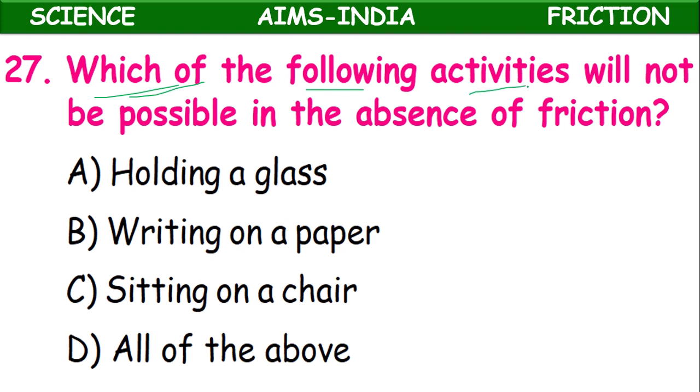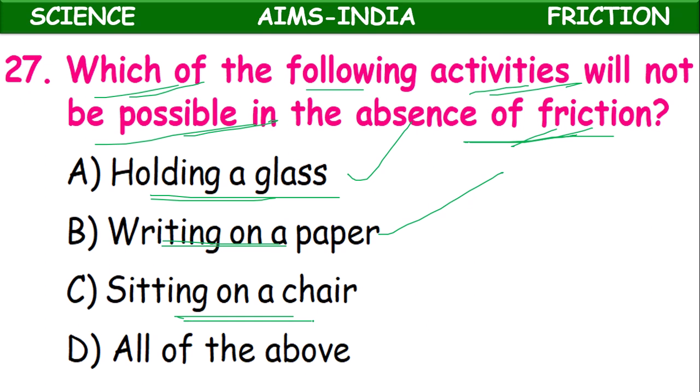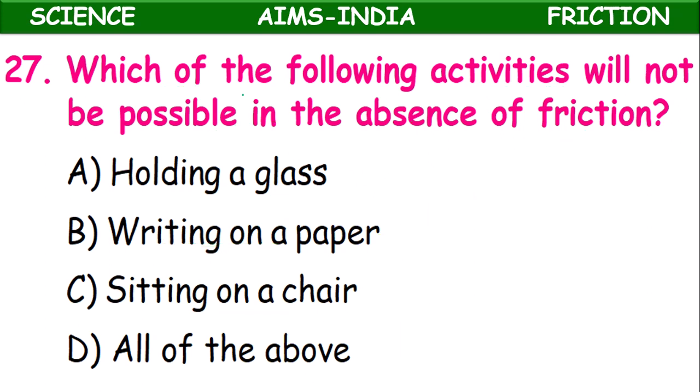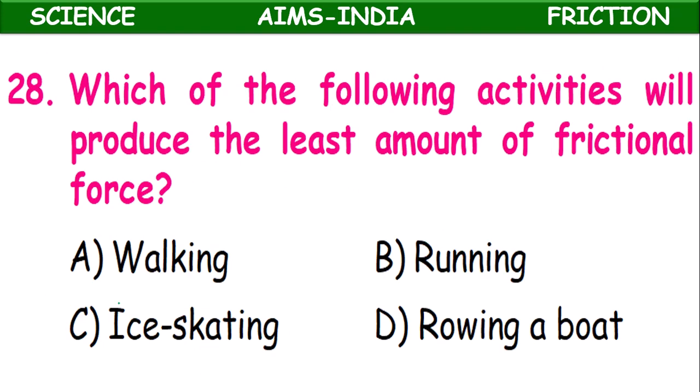Which of the following activities will not be possible in the absence of friction? In the absence of friction, holding a glass, not possible. Writing on paper, not possible. Sitting on a chair, not possible. So all the above, not possible. Which one of the following activities is not possible means all activities are not possible. So D option is correct.